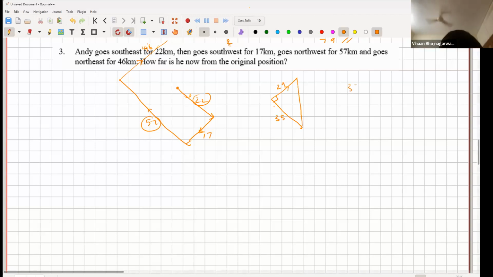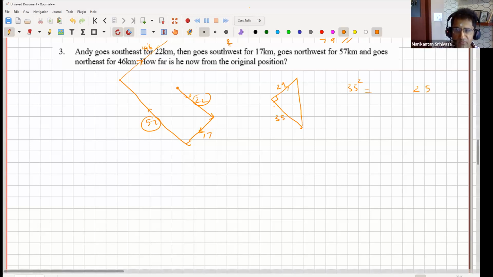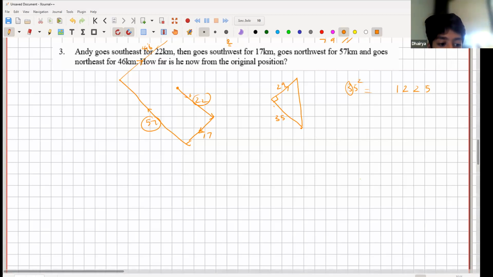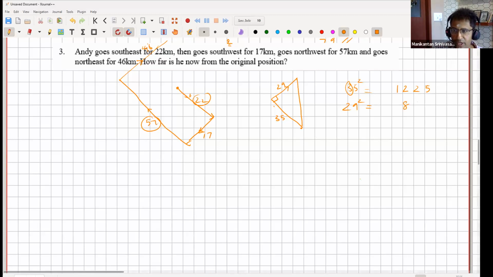So 35 square: for a number ending in 5, you should know all these tricks, right? You put 25, and then 3 multiplied with the next number. 3 times 4 is 12. Daria, you know this trick? For a number ending in 5, how to square it quickly? You know, right? Okay. 29 square: anything less than a perfect square less than 1000, you should know by heart. 900 is 30 square, and this is 841. So yes, 1225 plus 841 is 2066, square root of 2066.